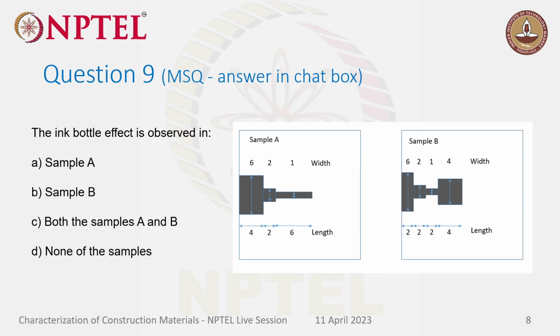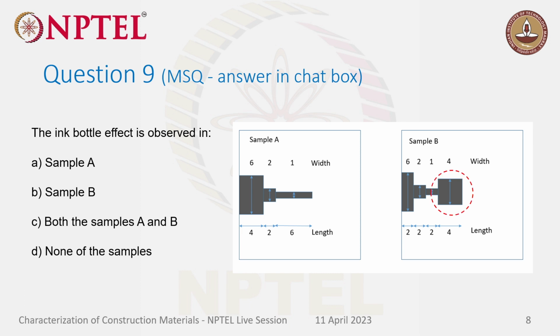And what type of effect can you see? Ink bottle effect will be observed in which sample? Either in sample A or sample B, or in both samples we can observe, or none of the samples. So what is ink bottle effect? That you should know. Okay, since there is no response, let me immediately share the answer. So we can observe ink bottle effect.